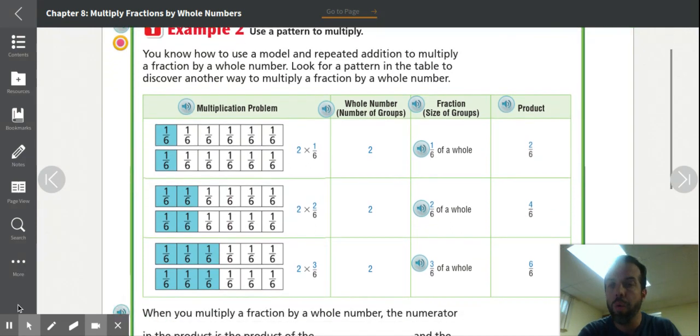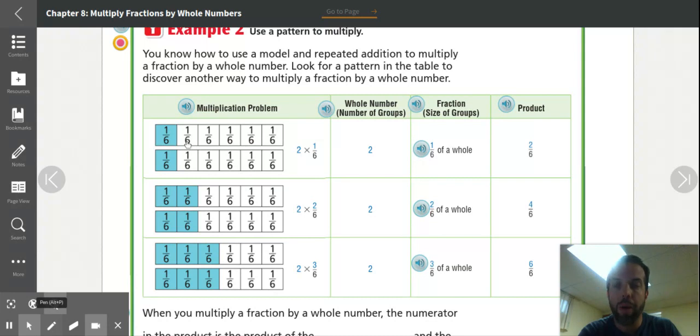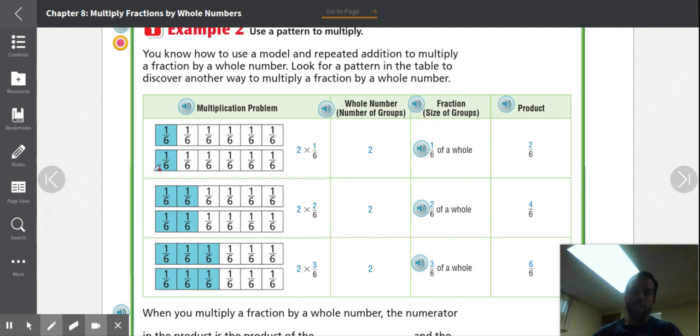All right, I'm going from left to right. I'm going to look at my first row here. So my multiplication problem is 2 times 1/6. I can see right here I have my first one whole. One row represents one whole, and it has 1/6 shaded. But they have it twice. So 2 times 1/6, I can see there's 2 whole groups, and the fraction size is 1/6. So that would equal 2/6.